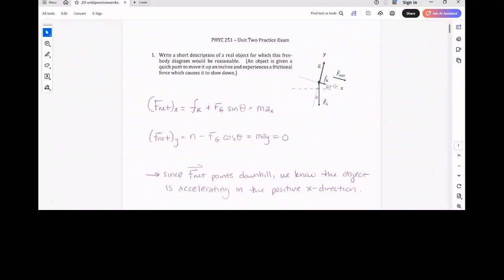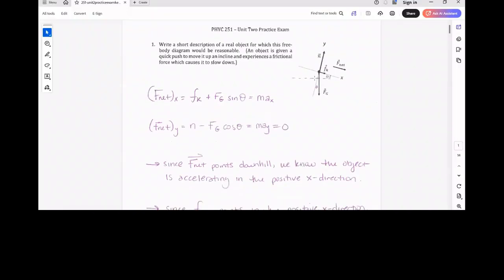Now, we know that we've got an object that's on an incline and the angle theta is shown here, but there are a few clues here that give us some information about the type of event or object that could match up with this free body diagram. So first off, we know that our net force is oriented downhill. So that tells us that the acceleration of this object also has to be oriented downhill.